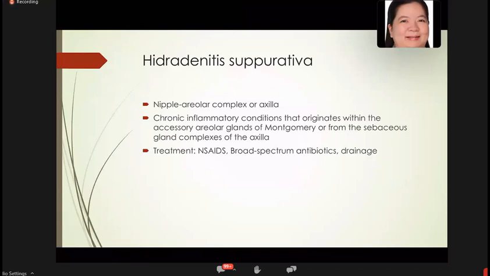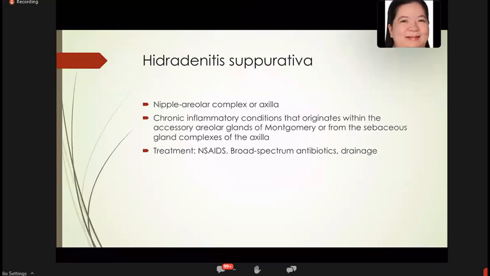It's also common among individuals who use products like deodorant or other skin products in the axilla that leave residue. The exit of the sebaceous glands gets blocked, creating a blockade, and then an inflammatory condition develops. Again, sweat and sebum are good media for bacterial growth.